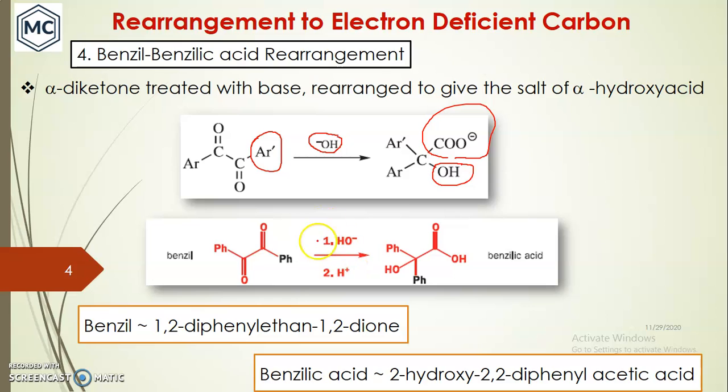And finally, the benzilic acid is obtained after acidic hydrolysis.